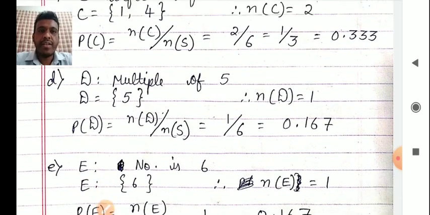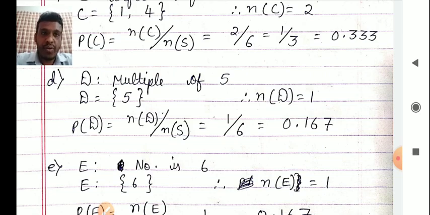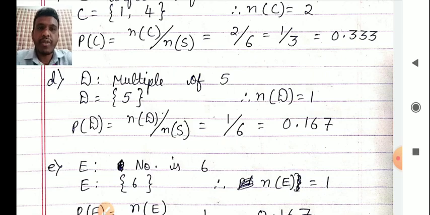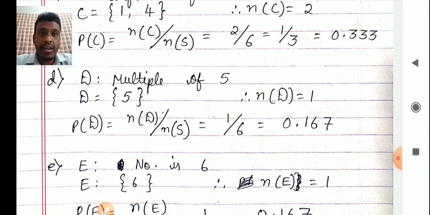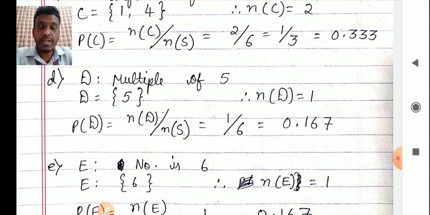D, multiple of 5. Now multiple of 5, what do you mean by multiple of 5? It should be multiplied by 5, that is it should come in 5's table. Okay, so 5 ones are 5, so 5 is a multiple of 5. 5 twos are 10, 10 is a multiple of 5. 5 threes are 15, 15 is a multiple of 5. 5 fours are 20, 20 is a multiple of 5. Similarly 25, 30, 35, 40, 45, 50, 55, 60, 65, 70, 75, 80, 85, 90, 95, 100. So all these are multiples of 5 and it goes on.